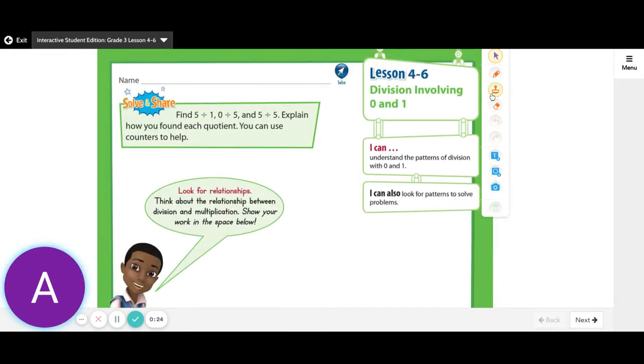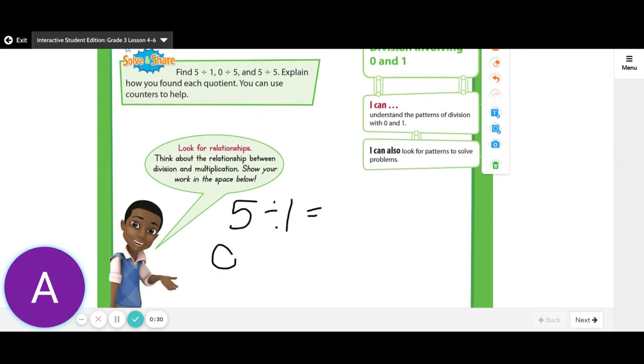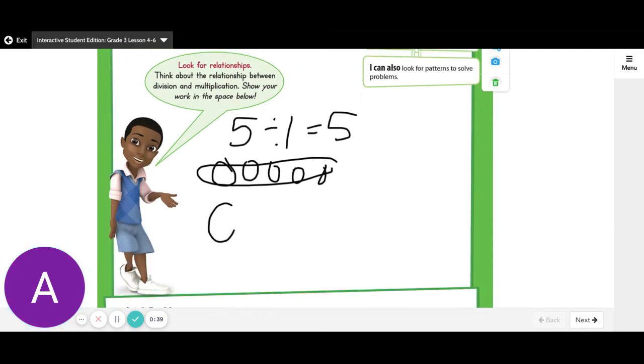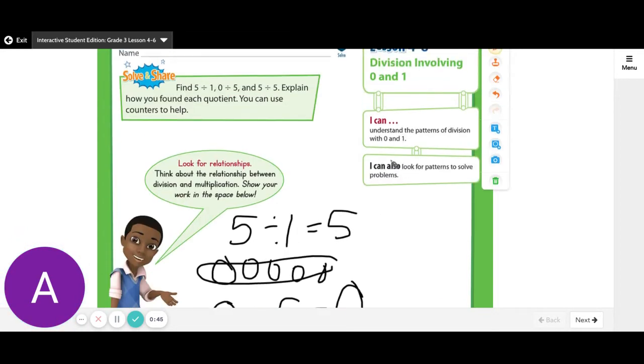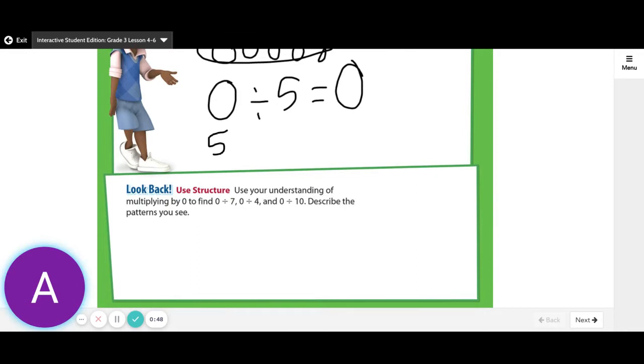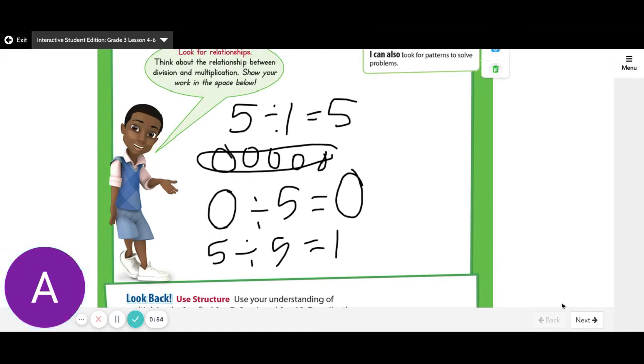So let's first think about 5 divided by 1. If we have 5 cookies, and we're giving one person all of them, we have 5 in our group, so it would be 5. 0 divided by 5. We have no cookies, we divide them into 5, everyone gets 0 cookies. 5 divided by 5. We have 5 cookies, 5 people get them, so each person gets 1 cookie. Let's look at our next page.